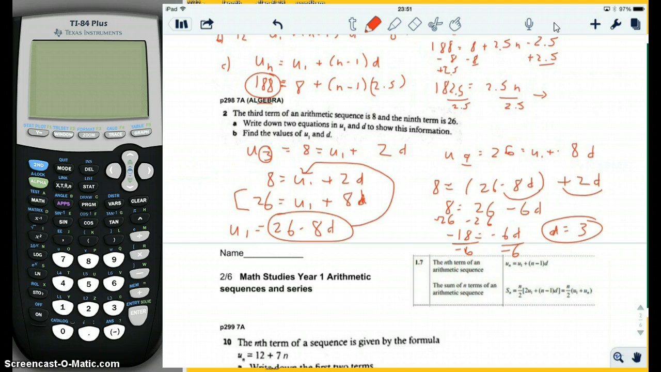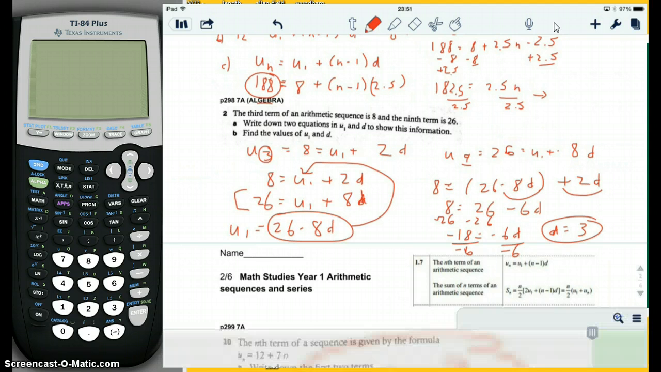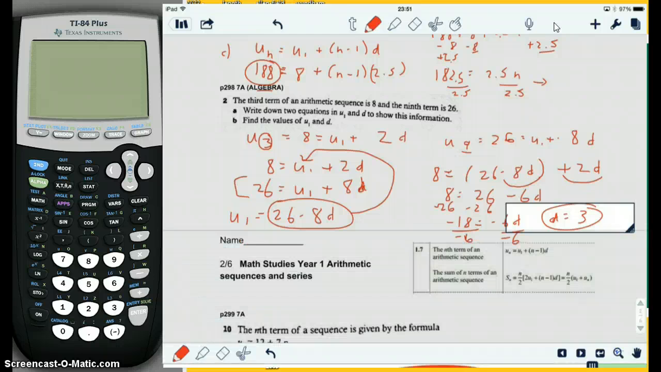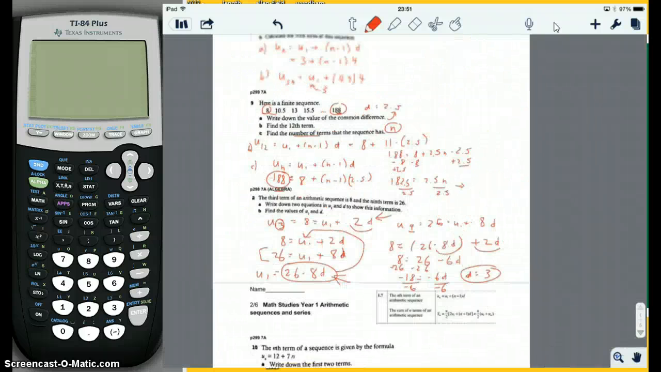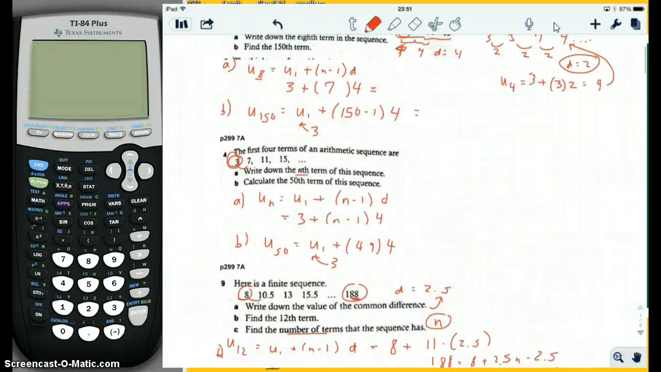And then to find the u1, you could just put 3 back into either this equation or this equation, right? If you put 3 in there, you would have 8 equals u1 plus 6, so that means u1 is 2, right? Okay, so those are hints on doing these, the first page here.